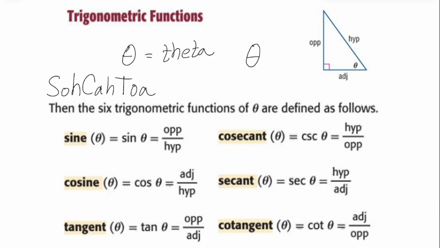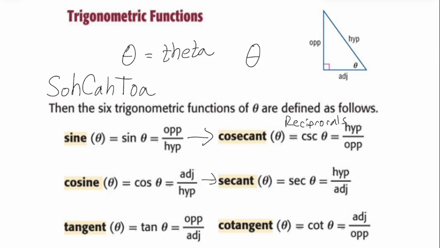Now, the ones that people don't necessarily remember or maybe aren't introduced to until right now are these three. These three are considered the reciprocals of what you see to the left. The cosecant is the reciprocal of the sine. That's why I write it next to it. The cosecant and the sine are reciprocals. So the cosecant is hypotenuse over opposite. It is abbreviated CSC. So when you see CSC, think cosecant.